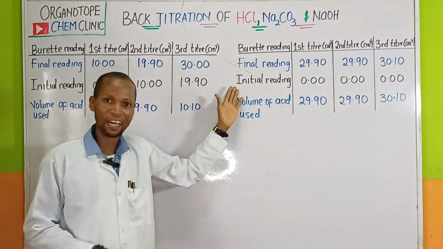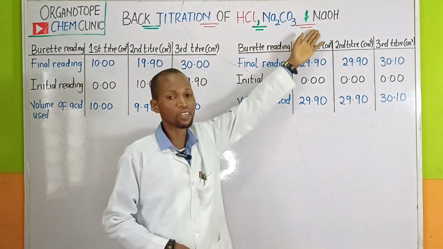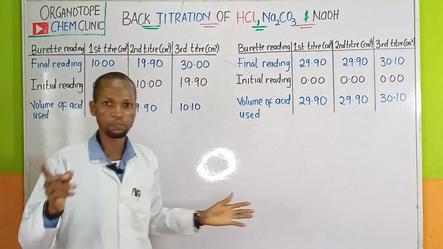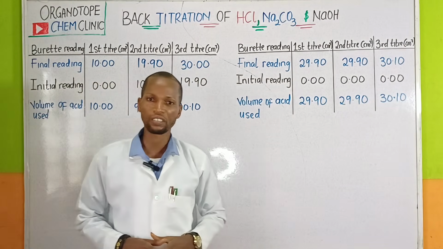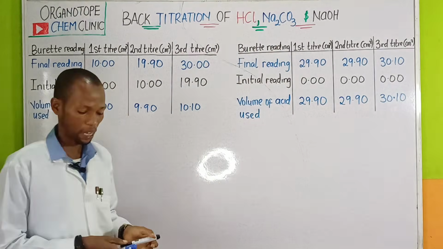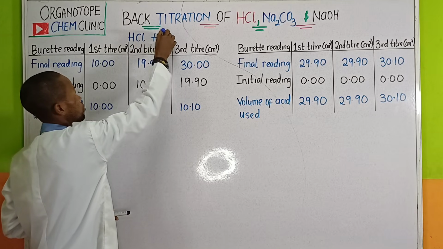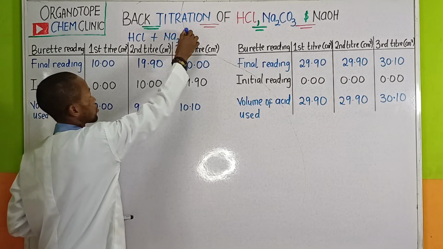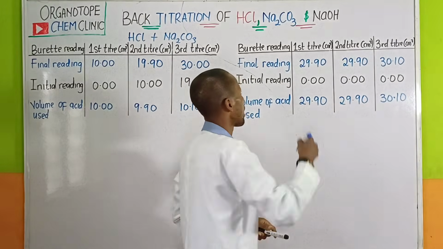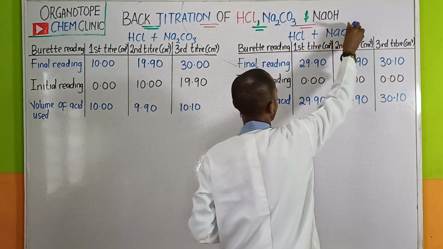to score maximum marks. So stay till the end because we will calculate the concentration of sodium hydroxide from real experimental data. And I'm going to review the tricks behind back titration calculations. The first table shows the titration between hydrochloric acid and sodium carbonate. So we have hydrochloric acid plus sodium carbonate. While the second table shows the reaction between hydrochloric acid and sodium hydroxide.